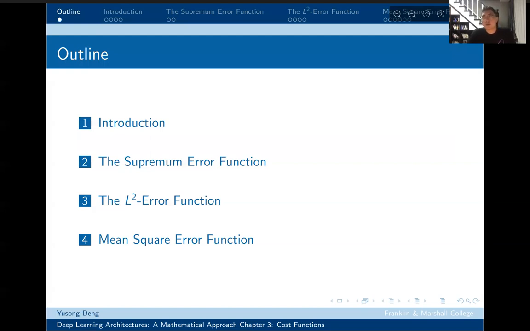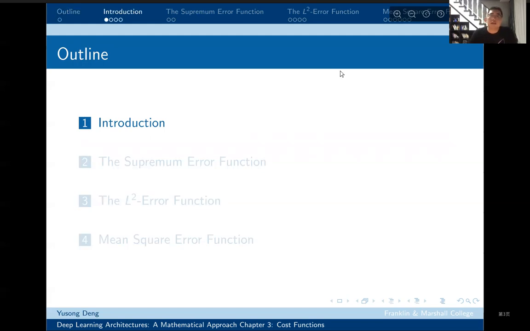We will talk about what the input and output of a neural network are, and what the target of a neural network is. Following that, I will introduce you to some error functions, cost functions, which we call the supremum error function, the L2 error function, and the MSE, mean square error function. We will talk about how they look like each other, how they work, and why they are useful, why so many mathematicians and computer scientists try to use these cost functions to solve most of the practical problems in our daily life, right?